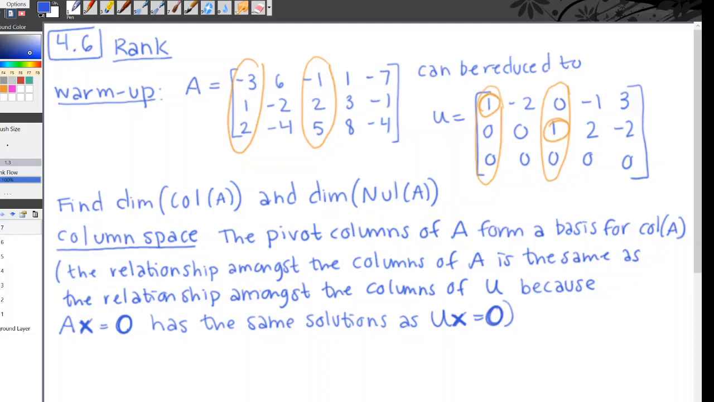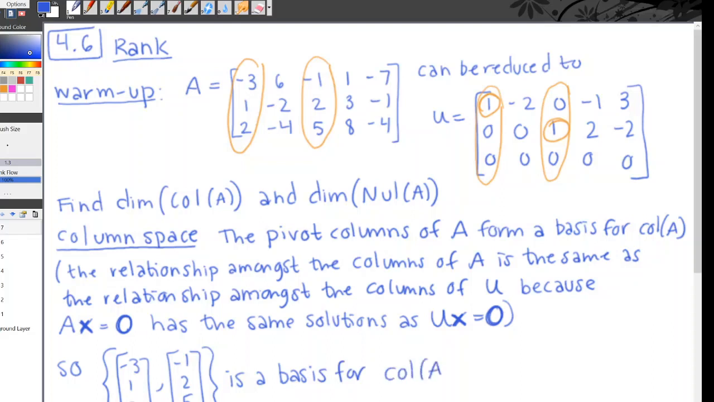So let's write that fact down. If we were to make the set -3, 1, 2, and -1, 2, 5, that set is a basis for the column space of A. And so therefore, we can say that the dimension of the column space of A is equal to 2, because we have 2 basis elements.